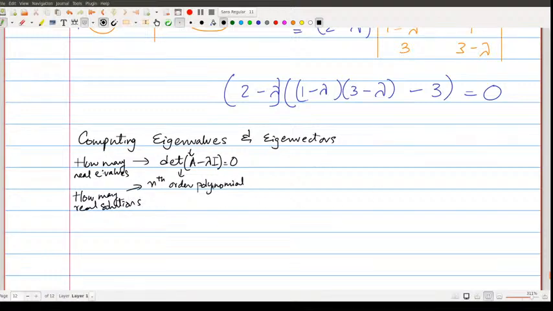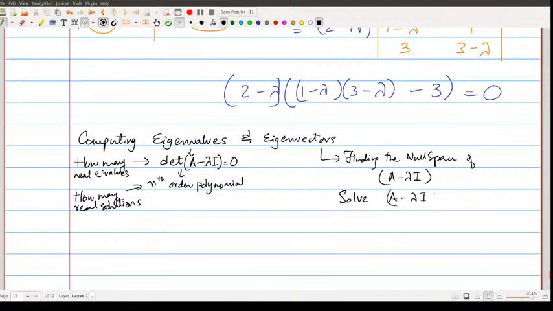And once you have the real eigenvalues, you can find the eigenvectors by finding the null space of A minus lambda I, right? Or in other words, you just solve (A minus lambda I) x equals 0. So finding x is basically just finding the vectors which are in the null space of A minus lambda I, right?